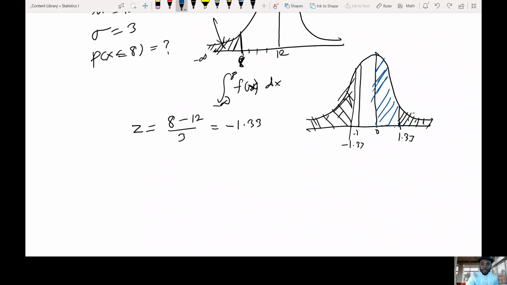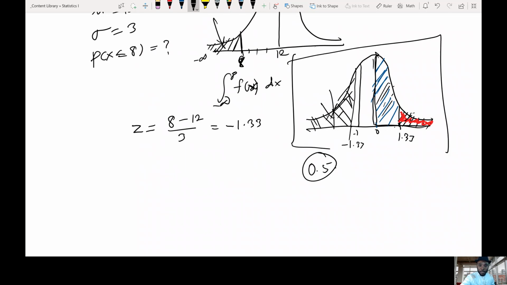How do you find this area? Remember that the area to the right here is 50%, is 0.5. So if you know this area in blue, you subtract this area from 0.5, and that will give you the area in red. And that is the area that is of interest. That's how you use the table. I don't want to bring back the table right now, but I'm just trying to show you visually how you go about solving this.